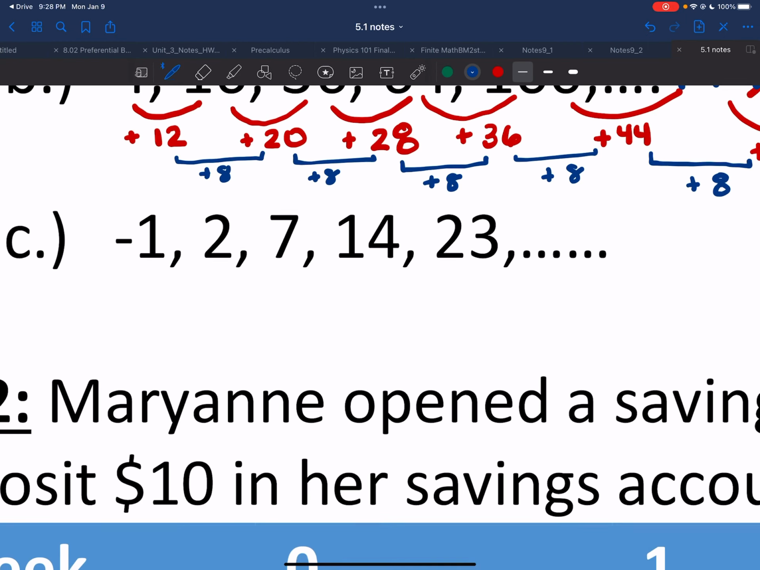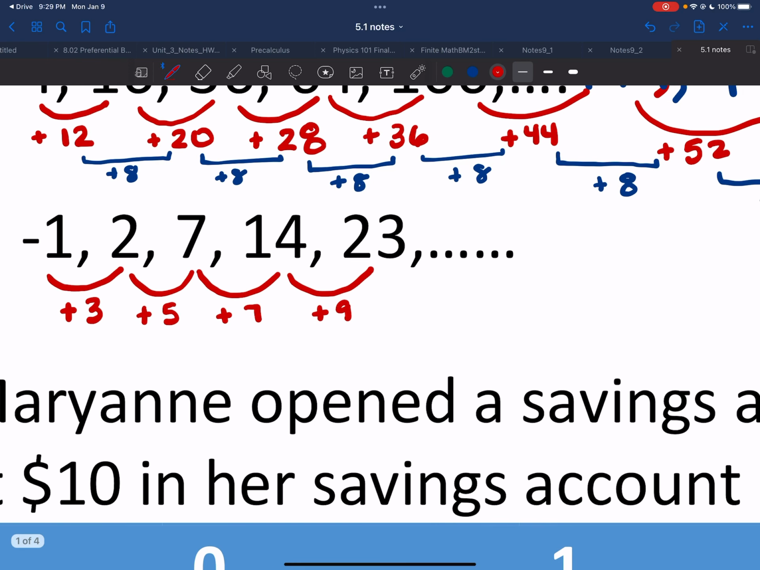Okay, so we have -1, 2, 7, 14, 23. Let's just explore and see what we've got here. So from -1 to 2, I have plus 3. From 2 to 7, I have plus 5. From 7 to 14, I have plus 7. From 14 to 23, I have plus 9. Okay, so I see a pattern, right? Each time we're increasing the difference by 2.